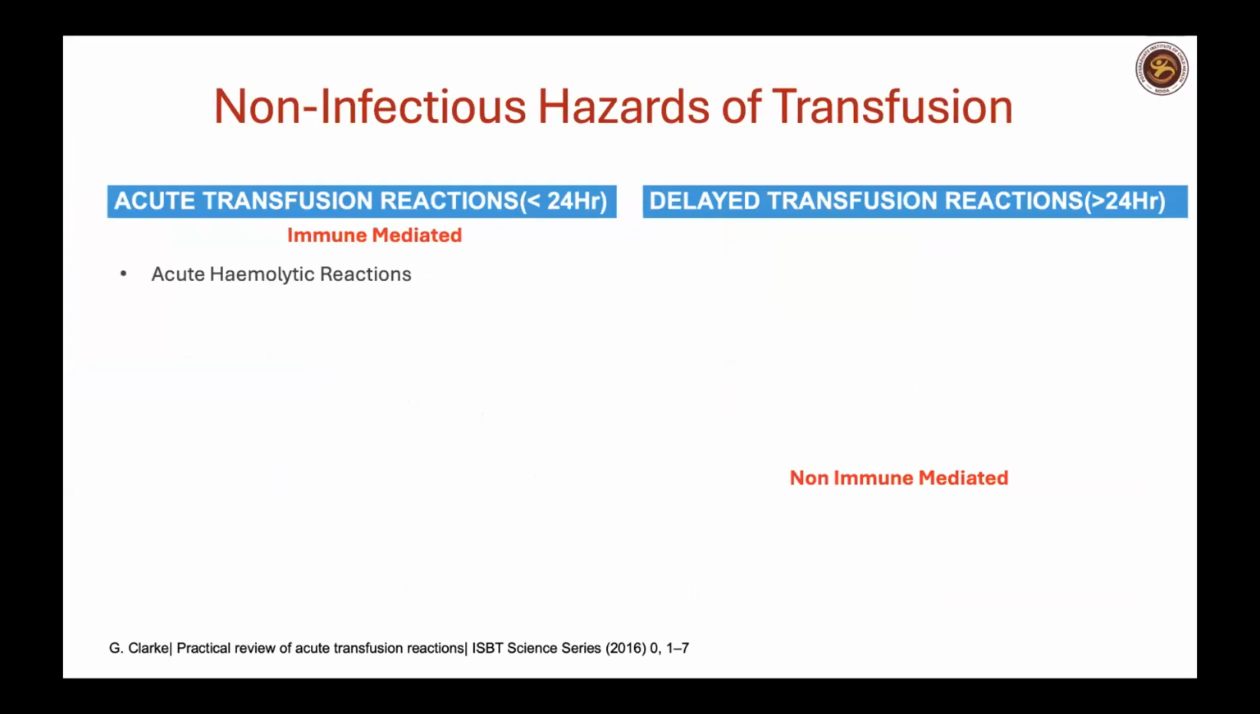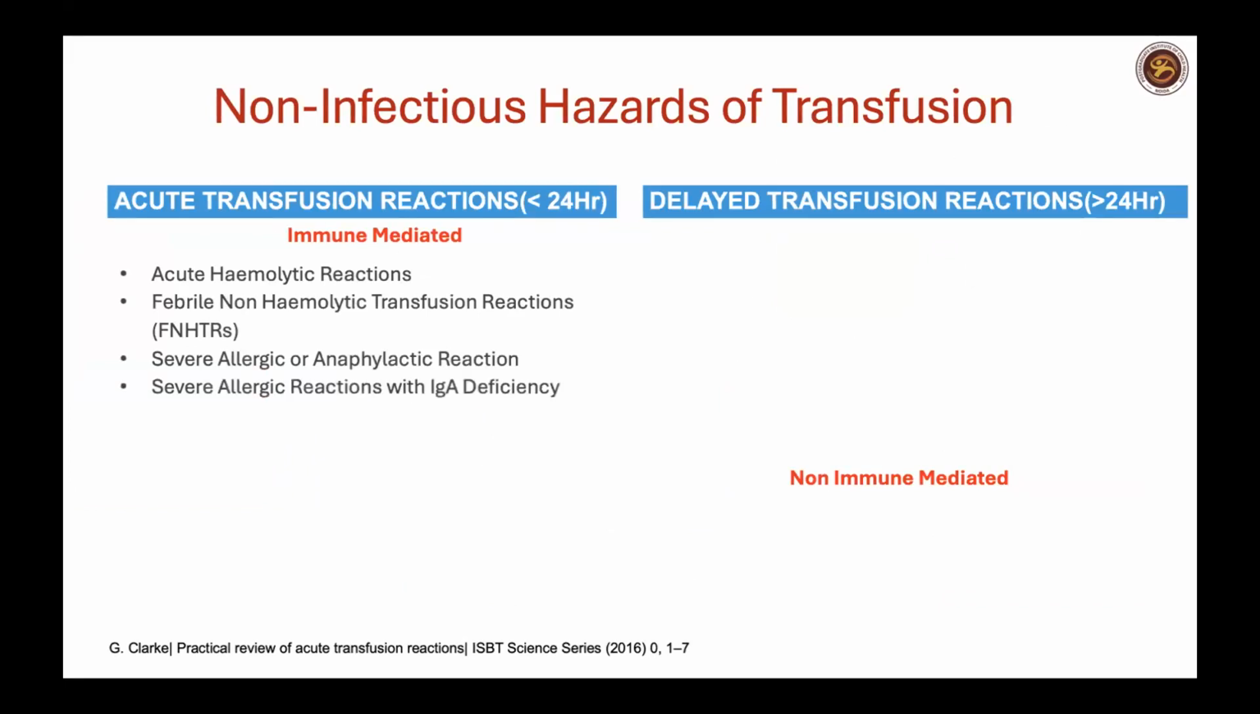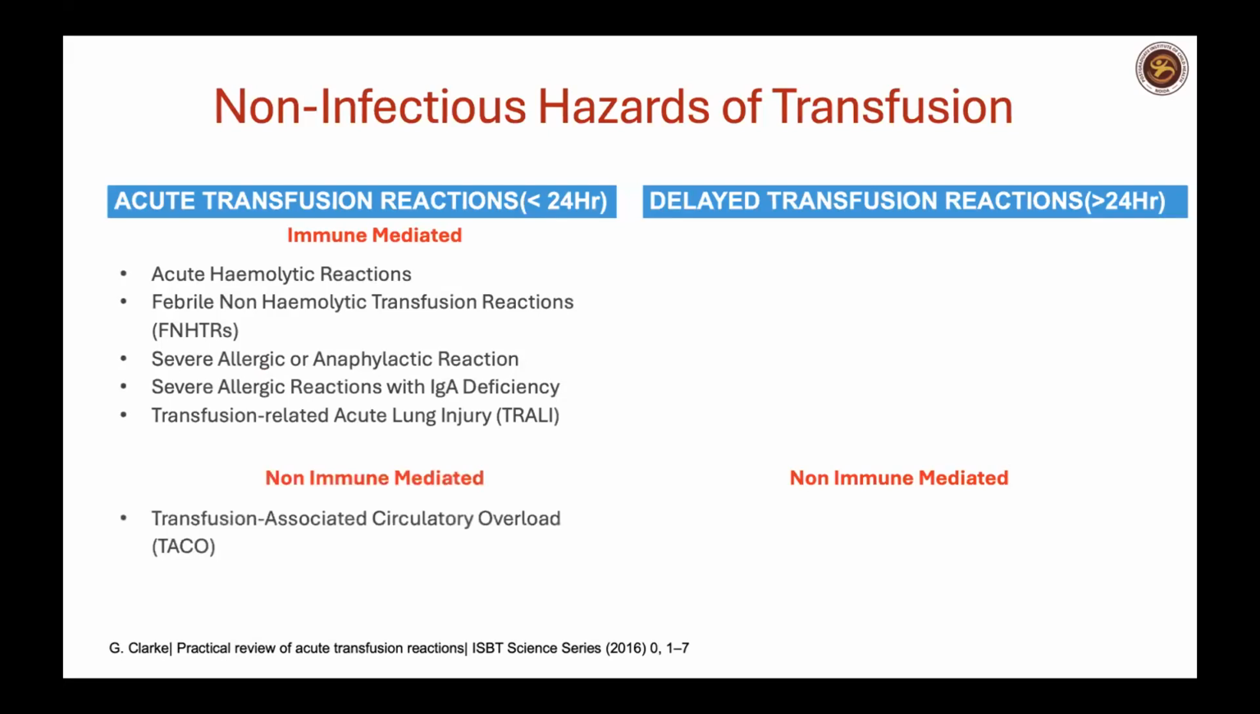If they are immune mediated, they can be acute hemolytic reactions, febrile non-hemolytic reactions, severe allergic and anaphylactic reactions, allergic reaction with IgA deficiency, and TRALI, that is transfusion-related acute lung injury. So all these are acute immune-mediated. The non-immune mediated acute ones are TACO, which is transfusion-associated circulatory overload, a hypotensive reaction, as well as hypothermia, which can be due to a rapid infusion.